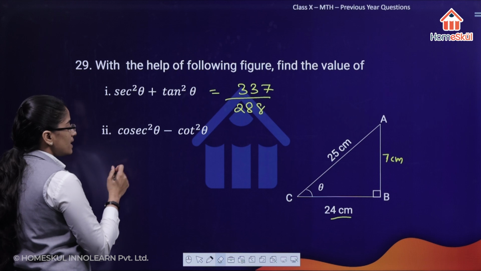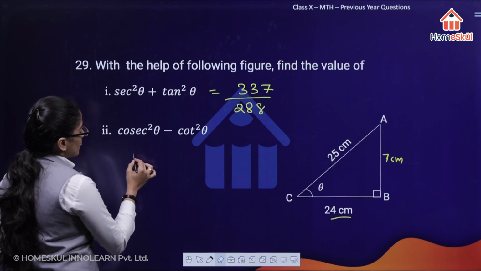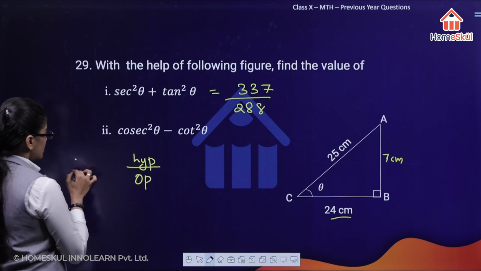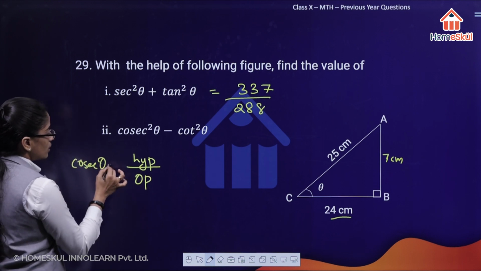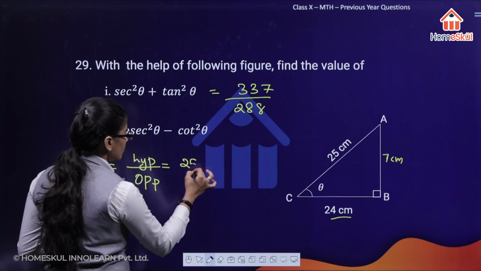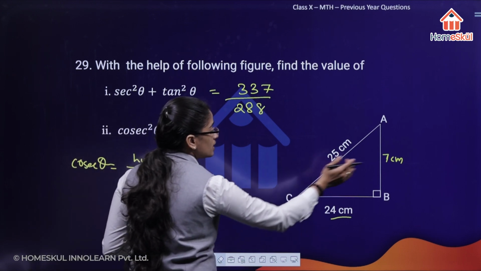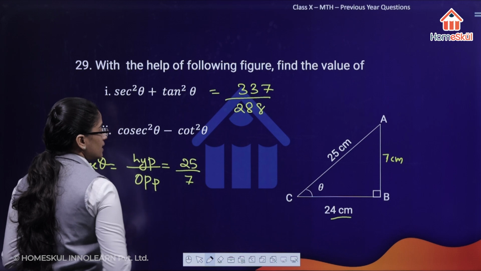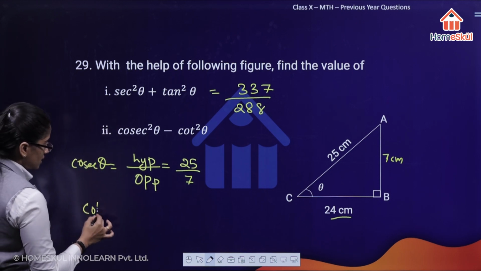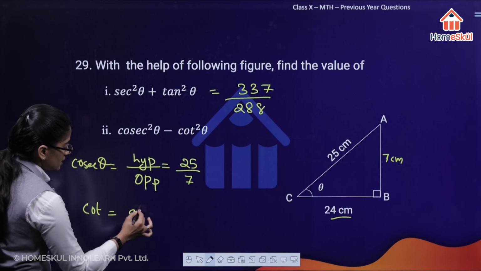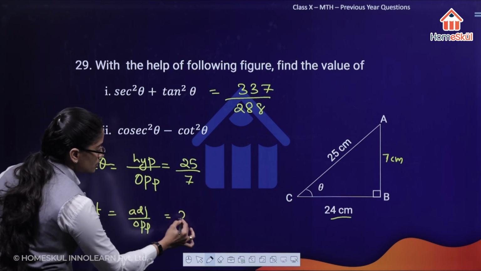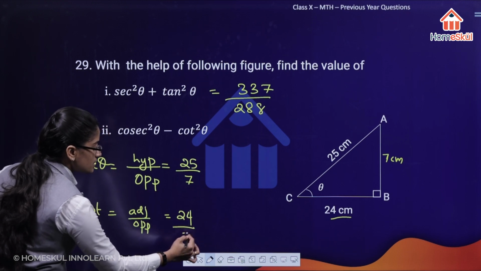Cosec means it is 1 by sine. That means it will be hypotenuse by opposite side, right? Cosec theta is equal to hypotenuse by opposite side. Hypotenuse is 25, and with respect to theta, the opposite side is 7, isn't it? And cot theta is equal to adjacent side by opposite side. With respect to theta, the adjacent side is 24 and the opposite side is 7.